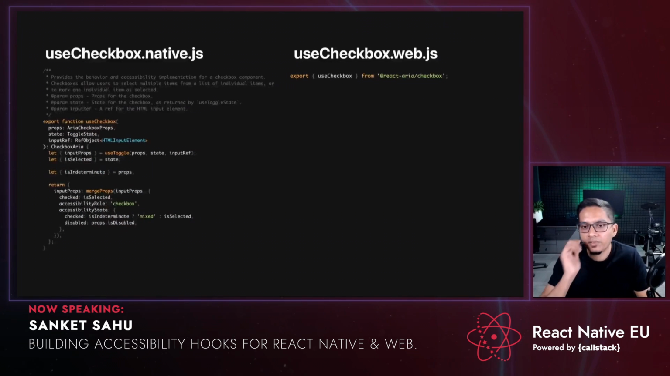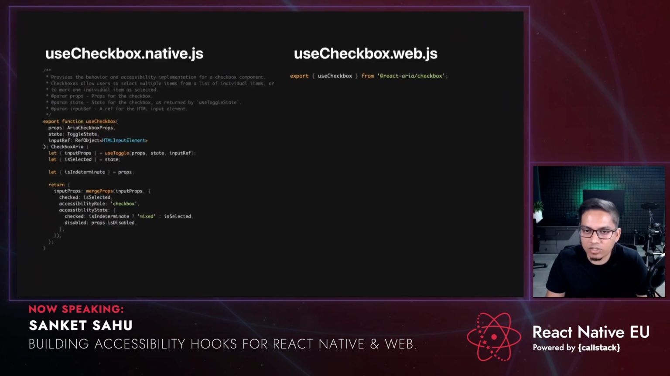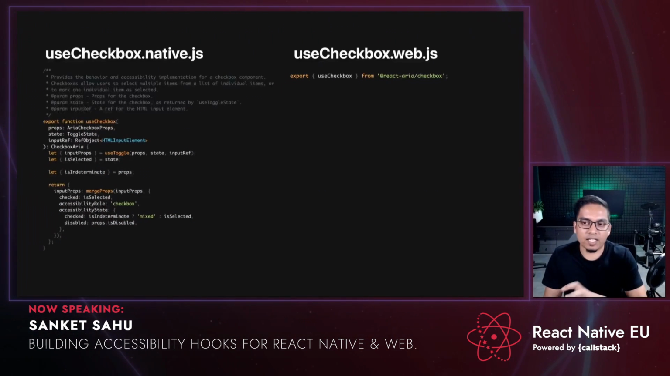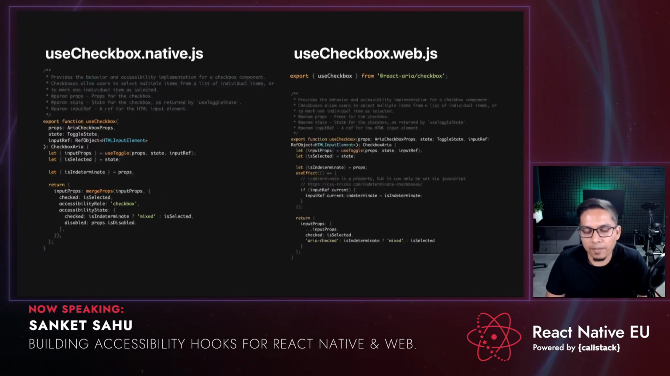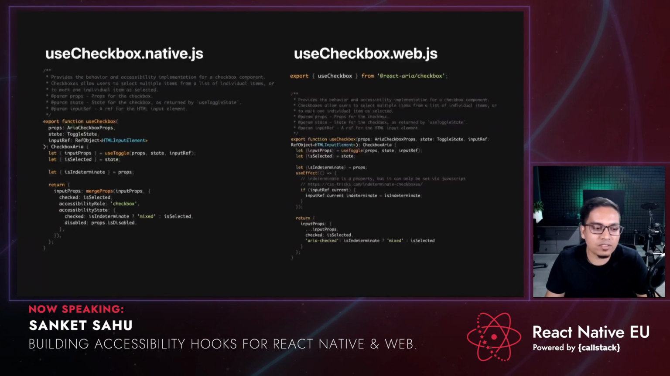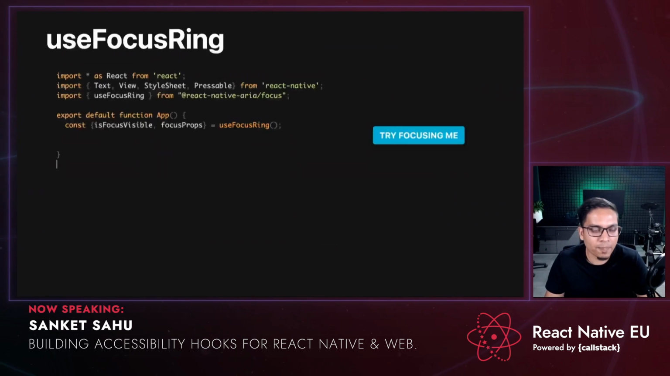And on the website, React Native Aria has a file for useCheckbox.web.js. This straight away imports React Aria's useCheckbox and then exports it. The source code of React Aria's checkbox is very similar to this, but instead of using React Native specific roles, we use aria-checked. Great. So we have a lot more hooks that are available in React Native Aria.